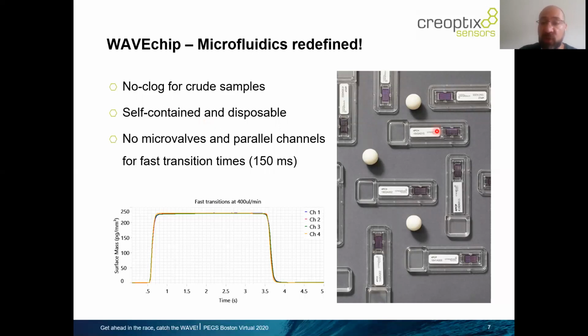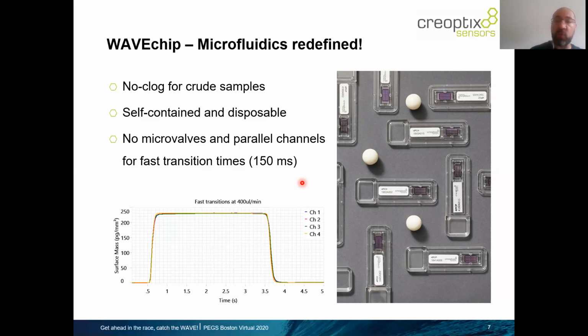And it is composed of 4 channels, as you can see here, 4 different paths. So 4 channels give you great flexibility in using the reference channel the way you want. But the design of our chip also allows a fast transition time. What we are showing here is the injection of DMSO, so moving from buffer to the sample or from sample to the buffer happens in 150 milliseconds, which is a very fast transition time, which allows you to do very fast kinetics, and we could push the boundary of off-rate determination up to 10 per second.